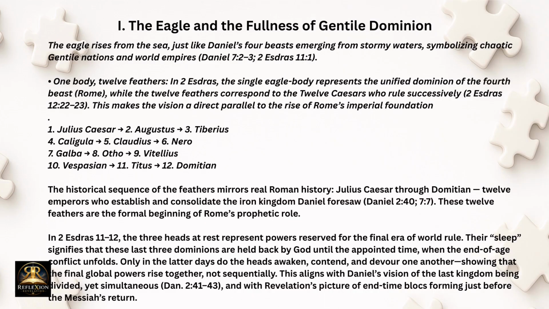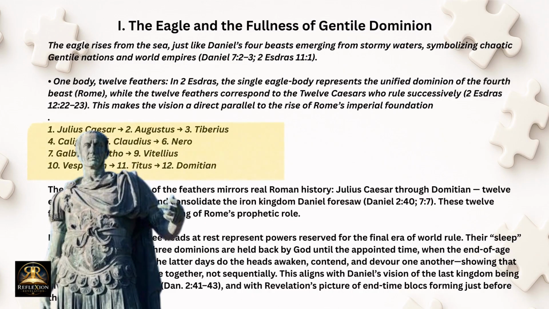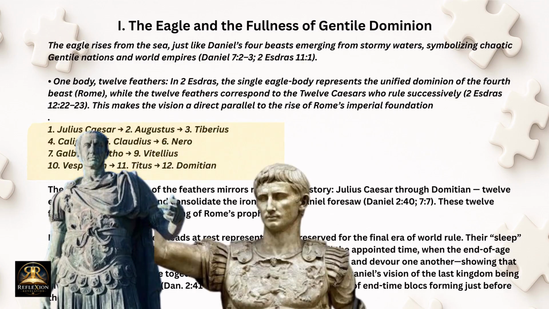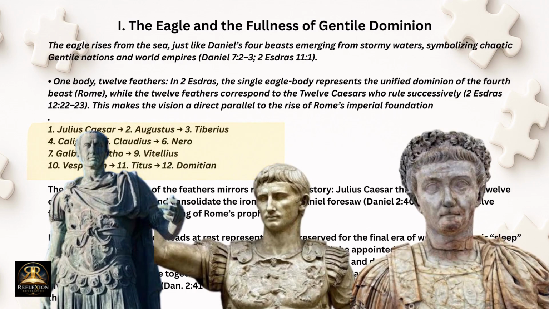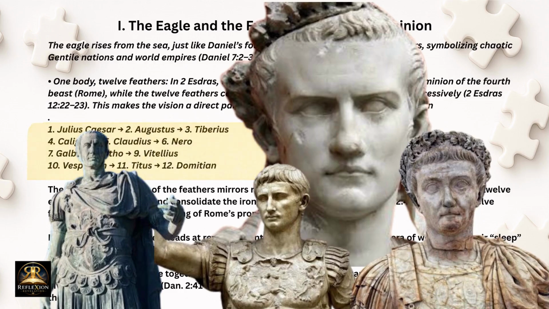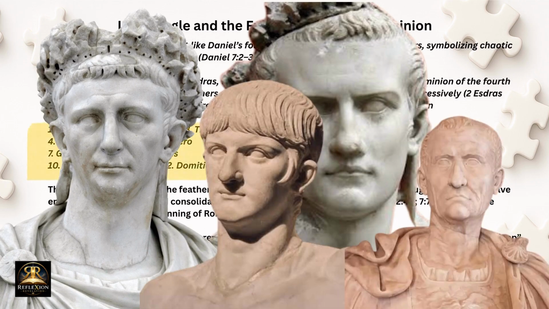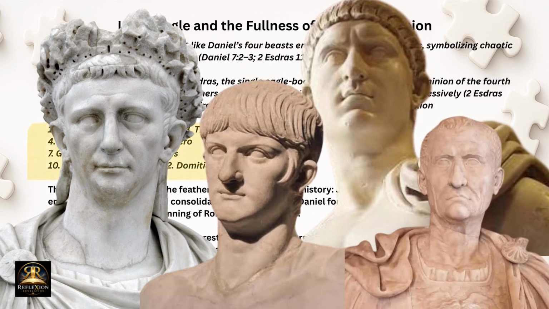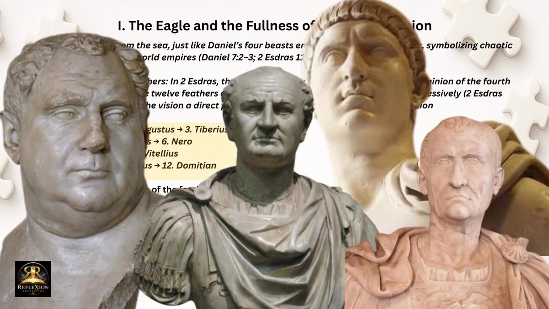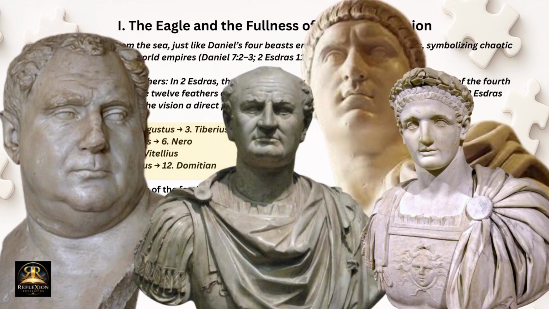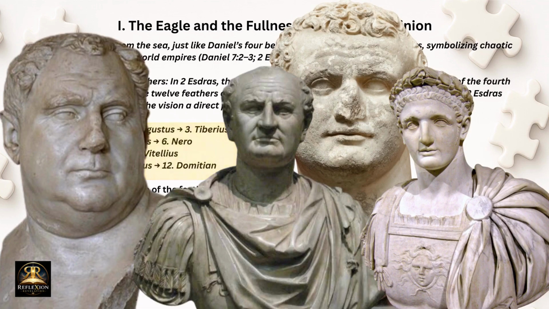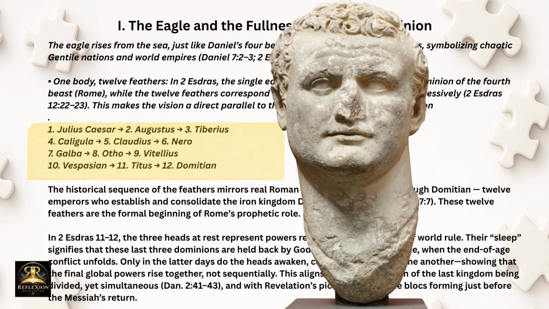So the first one was Julius Caesar. Apologies if I butcher anyone's name. Second is Augustus. Third is Tiberius. 4 is Caligula. 5 is Claudius. 6 is Nero. 7 is Galba. 8 is Otho. 9 is Vitellius. 10 is Vespasian, 11 is Titus, and 12 is Domitian. Yeah, all right, cool. Let's get it.